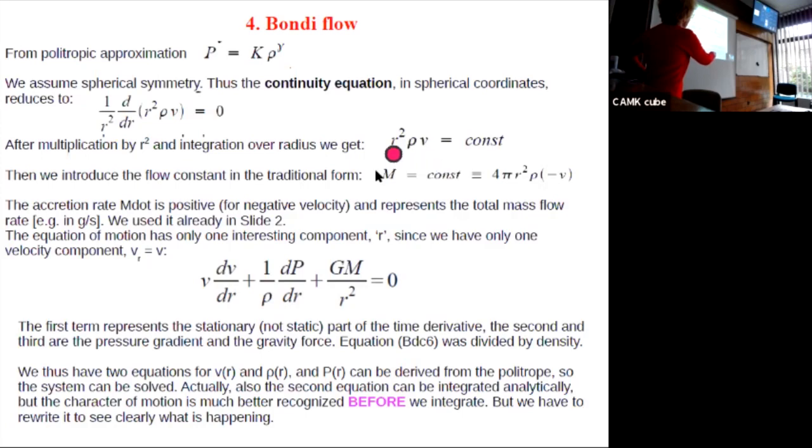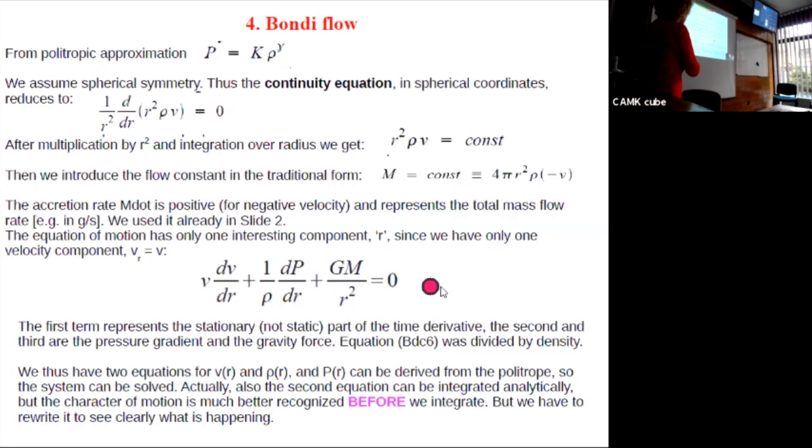And of course, customarily, we introduce the accretion rate. So for that purpose, we multiply this by 4 pi, and then we use minus v, because v is negative when you have an accretion. On the other hand, accretion rate is kind of positive. Sometimes in some papers, they have negative accretion rate. So you have to be careful. But in most cases, yes, accretion is positive, velocity is negative. You know, astronomy likes to have this kind of disorder.